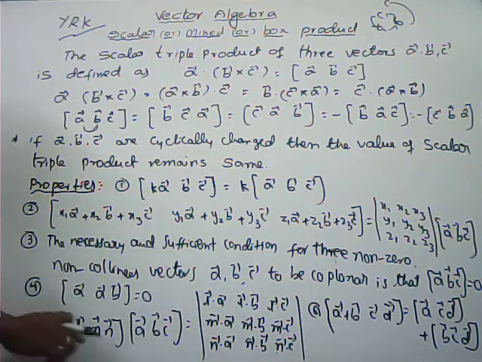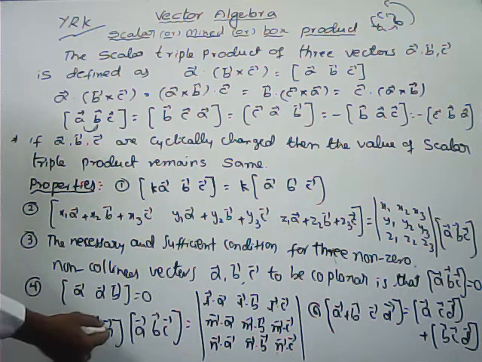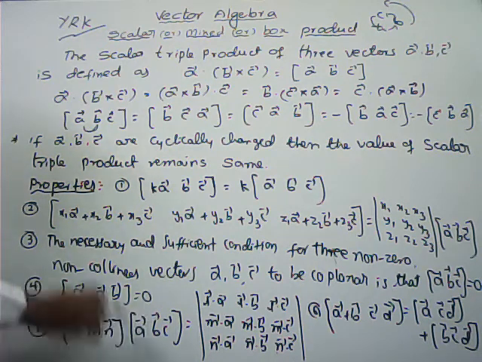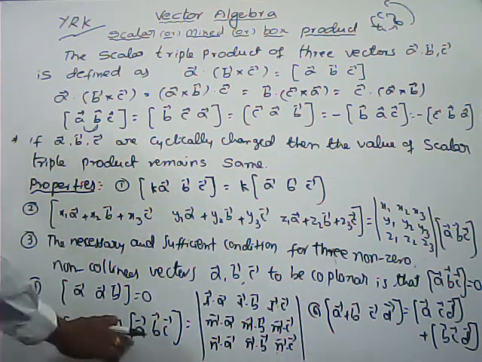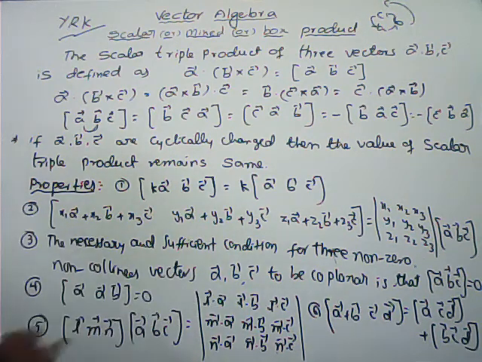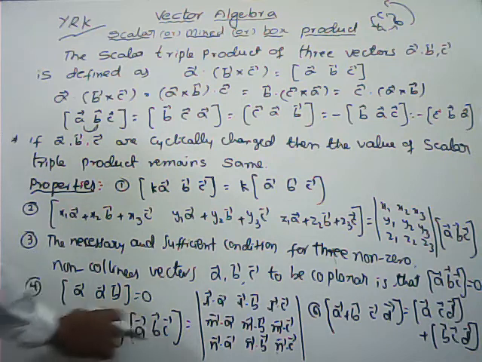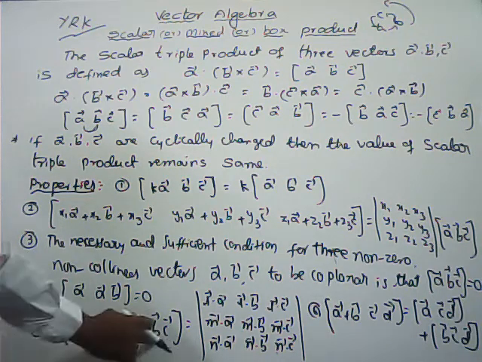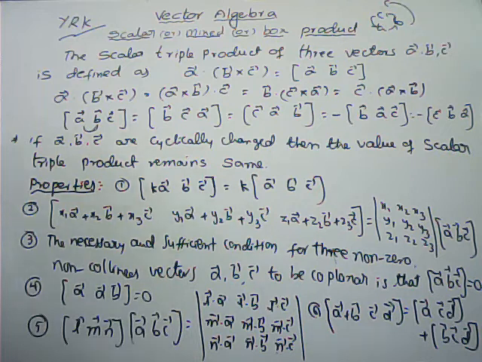Here also, the product of two determinants. Box of L bar, M bar, N bar times box of A bar, B bar, C bar. So L bar dot A bar, L bar dot B bar, L bar dot C bar, that is the first row. M bar dot A bar, M bar dot B bar, M bar dot C bar, N bar dot A bar, N bar dot B bar, N bar dot C bar. Here we are using the product of two determinants only.